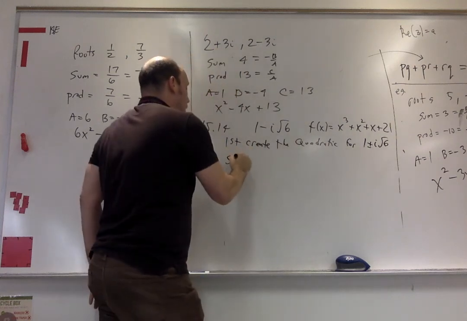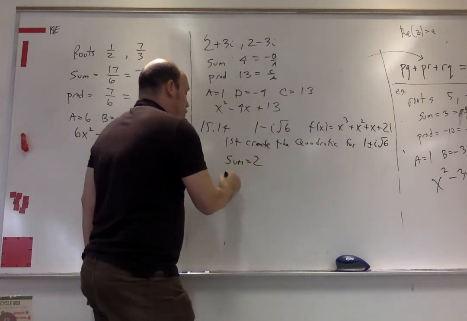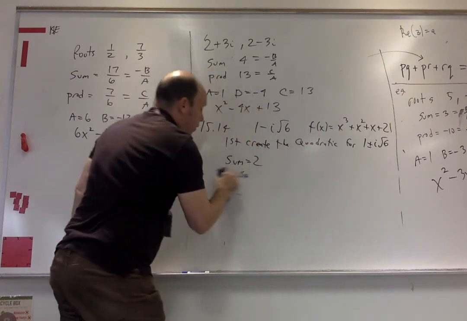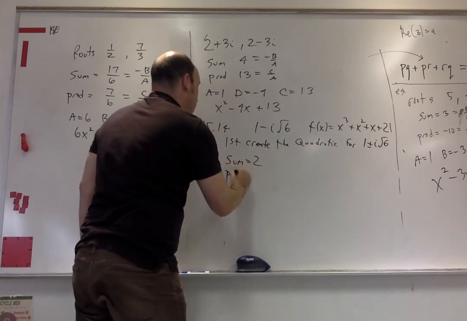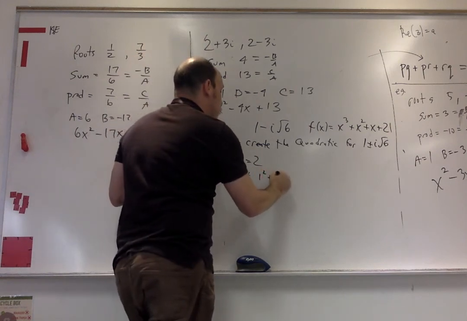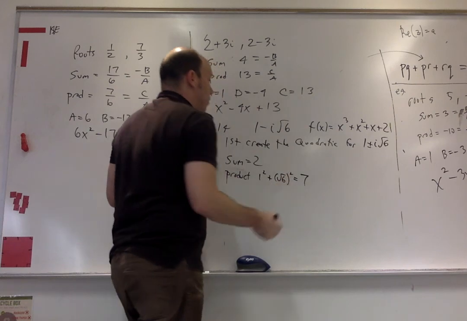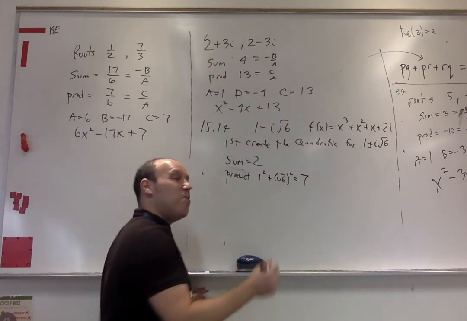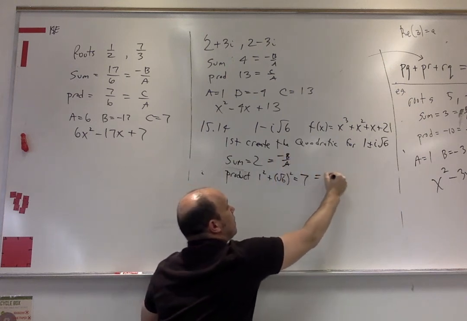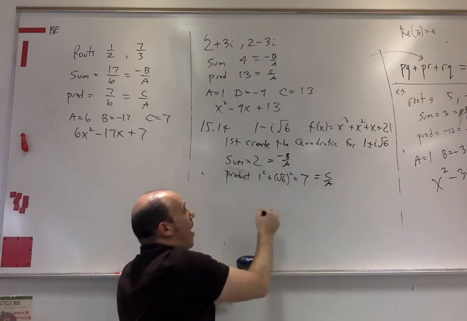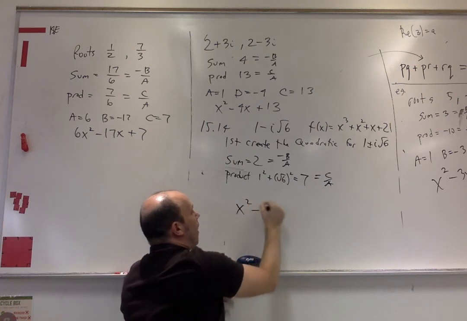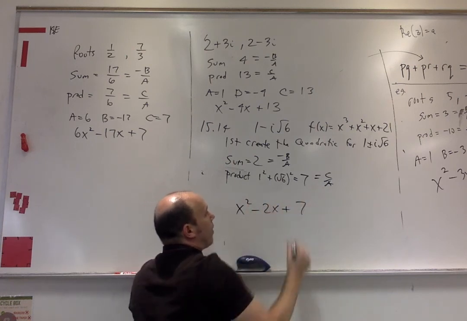Okay, so what's the sum? Well, the sum is 2. That's easy. What's the product? Well, that's not difficult either. The product, I know, is 1 squared plus radical 6 squared, which is 7. So I know that this is negative b over a, and I know that this is c over a. So I know my quadratic, which is part of that, is x squared minus 2x plus 7.